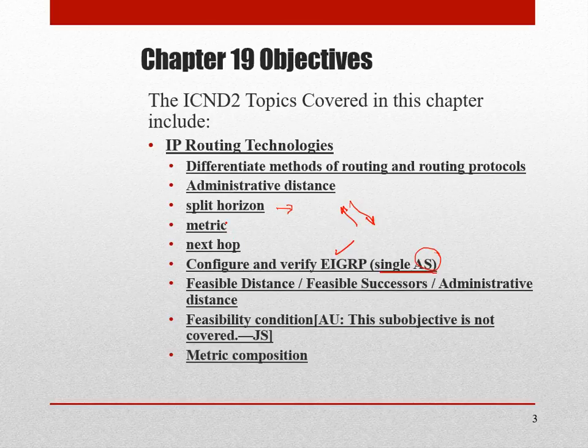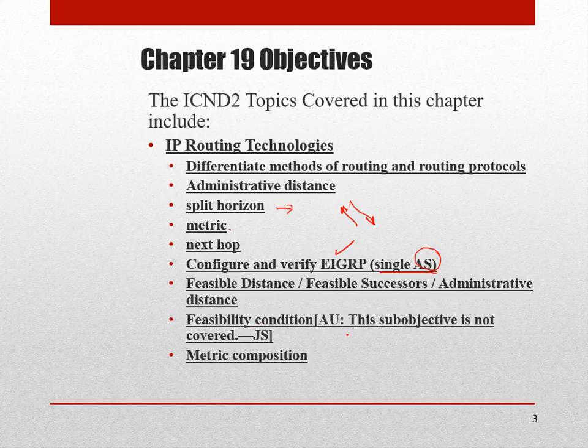Metric and next hop. Metric, EIGRP, as somebody said in one of the courses that I had, it's the most complex metric in the world, but you don't have to really worry about it. It only uses two components of it, and you don't have to calculate it anyway. Next hop, we got that. Feasible distance, feasible successors, and administrative distance are things that we're going to look at tonight a little bit.